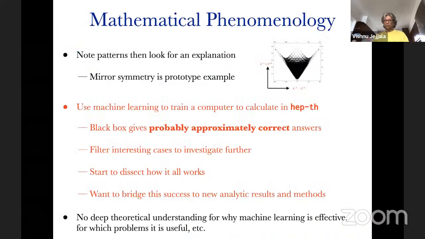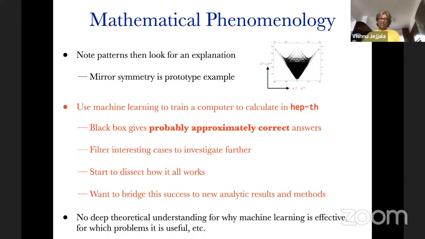Historically, this is probably in the realm of mathematical phenomenology. We know patterns and we look for an explanation. And a prototype example of this in our area is mirror symmetry. So physicists noticed in Calabi-Yau compactifications this notion that you get the same theory for compactifying on two different Calabi-Yaus. Calabi-Yaus had their Hodge numbers interchanged. This was a physics observation before Givental, Lian, Yau, and Yau were able to establish theorems regarding this.